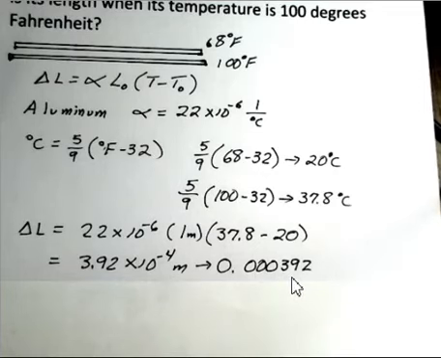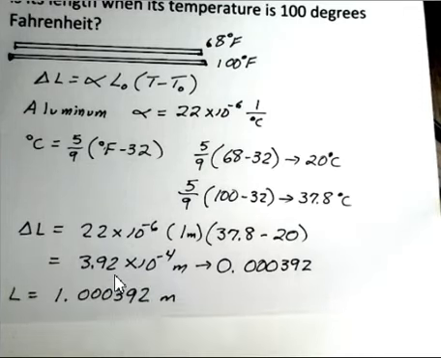0.000392. Is this the length of the aluminum rod? No, this is how much it's changed. This is the delta L. To find the length, we have to add on the original length of 1 meter and the increase in length, 0.000392 meters. So this will be the new length of our aluminum rod.